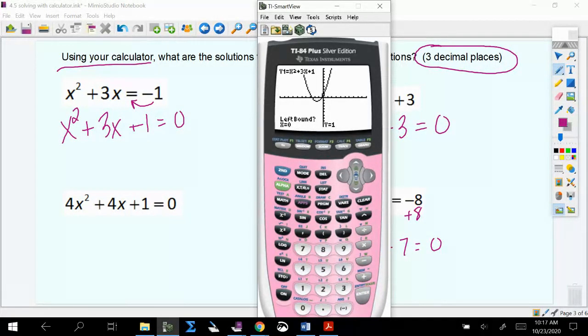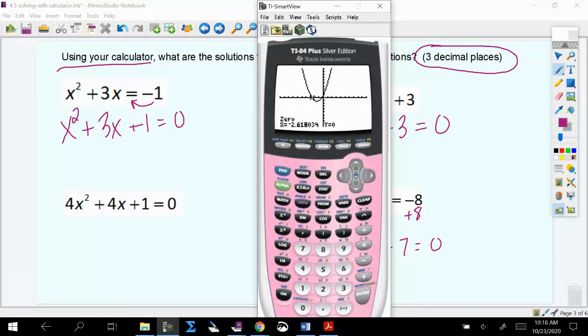And you'll see your cursor, usually it's somewhere in the middle of the graph. You want to move it to the left by using your left arrow until you get before it crosses the axis for the first time. So here it is before it crosses the axis for the first time. You're going to hit enter. Then you're going to move your cursor past when it crosses the x-axis. So anywhere after it goes through the x-axis, like right there, you're going to hit enter. And then it's going to say guess. You're just going to hit enter.